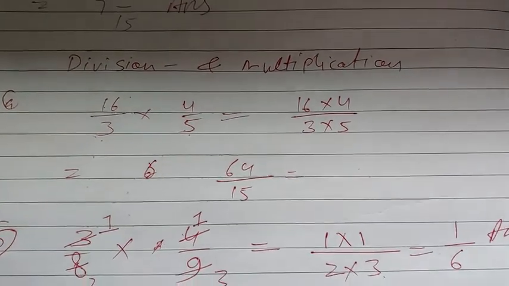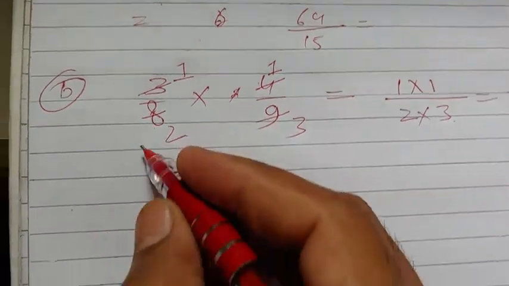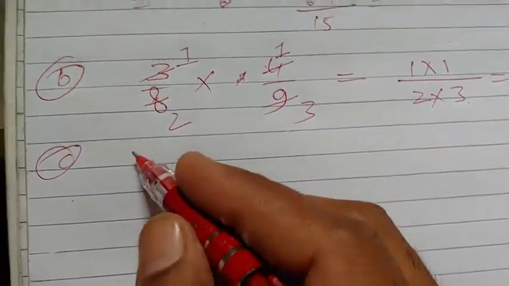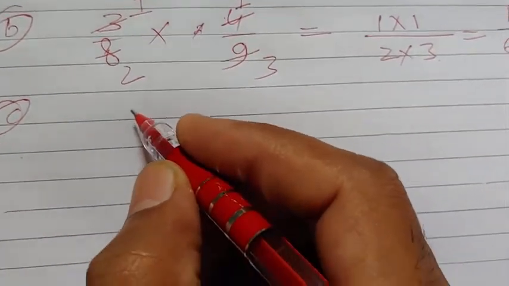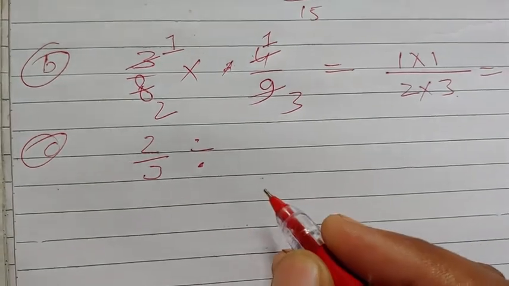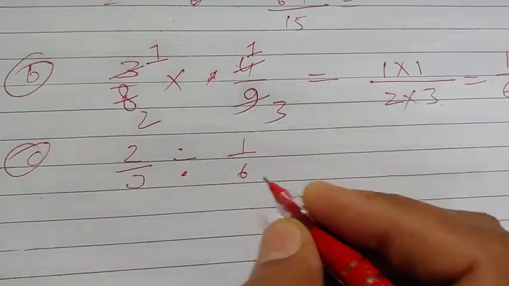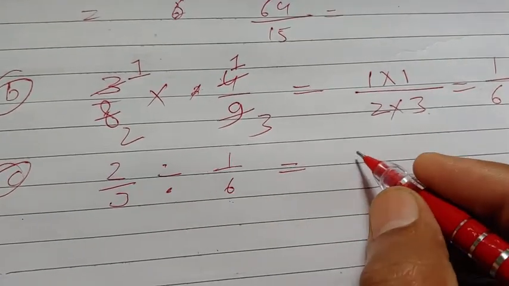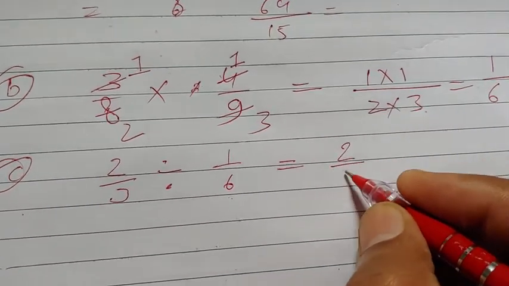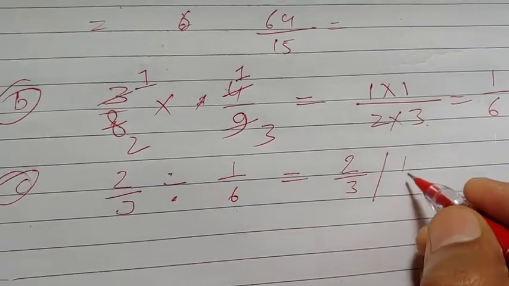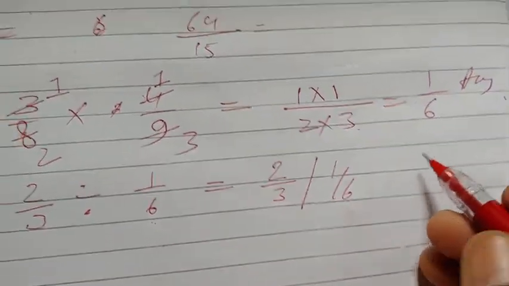Next we will talk about division. In division only one precaution is there. Suppose we are writing the fraction 2 upon 3 divided by 1 upon 6. This can also be written in this manner, 2 by 3 upon 1 by 6. These are different ways to write it.